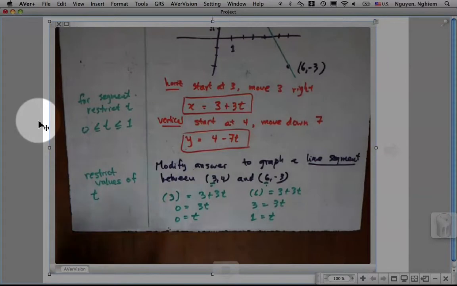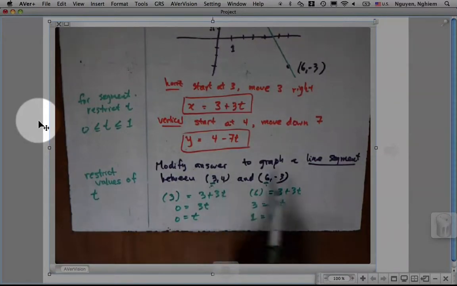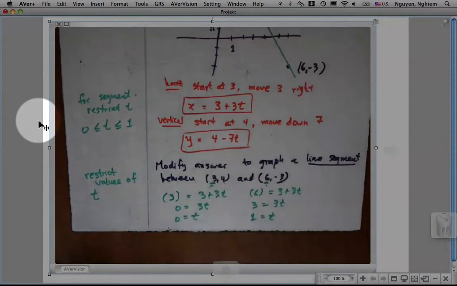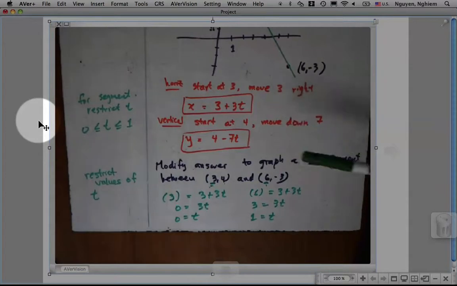Now you might be thinking, why don't I use y values? Why did I pick 3 and 6? Why didn't I choose 4 and -3? You can definitely do that. You can use 4 and -3 in the equation for y, and you should get the exact same answer. That's the beauty of a parametric equation. If you have both x and y, you can use either of these equations to solve for t, and if you do this correctly, you should get the same answer.